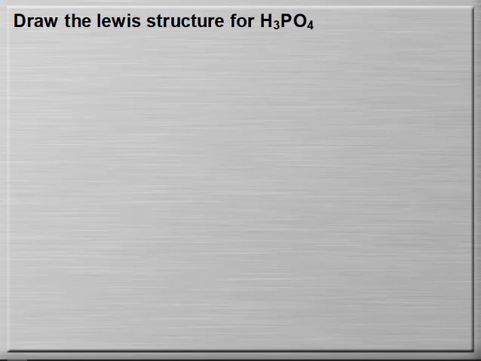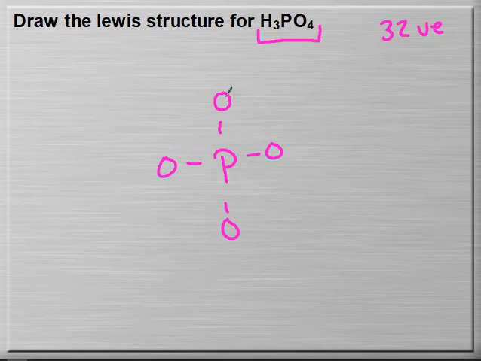All right, our last type of Lewis structure is acids. So go ahead and add up your valence electrons and restart. So you should have gotten 32 valence electrons. For acids, your hydrogen always comes off of oxygen. So that means P has to go in the middle with my oxygens coming off of the P. Then, since I have 3 hydrogens, 3 of my oxygens are going to get a hydrogen on it. So that's my basic structure.